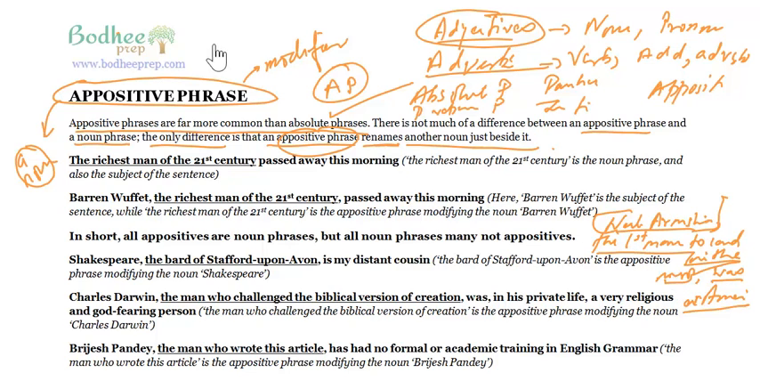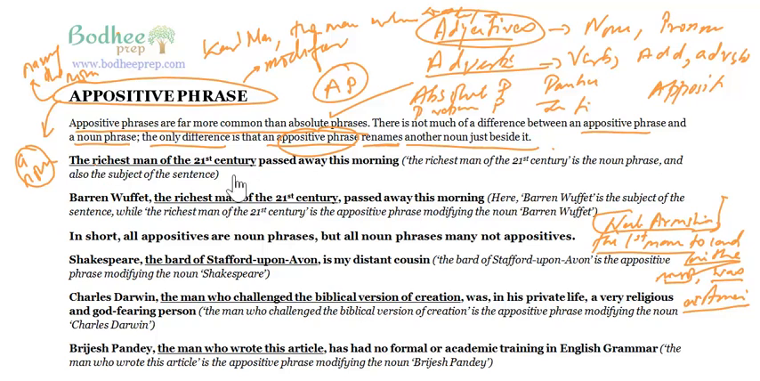I can say Karl Marx, the man who wrote Das Kapital, was born in Germany, correct? So this is how we have it. An appositive phrase is just another way of naming the noun that comes beside it.